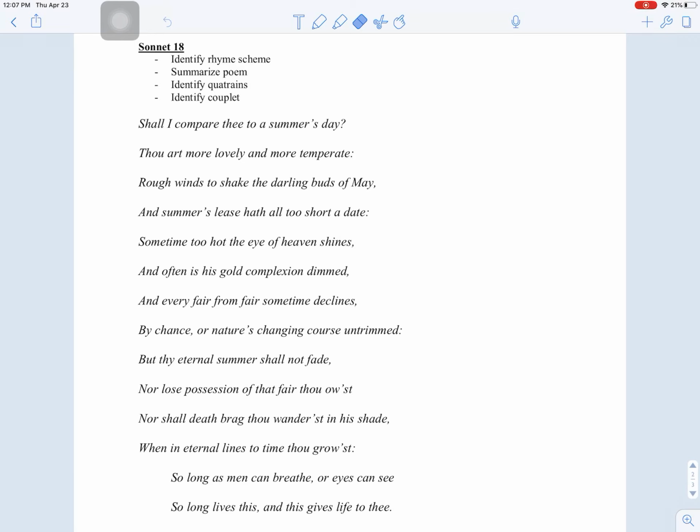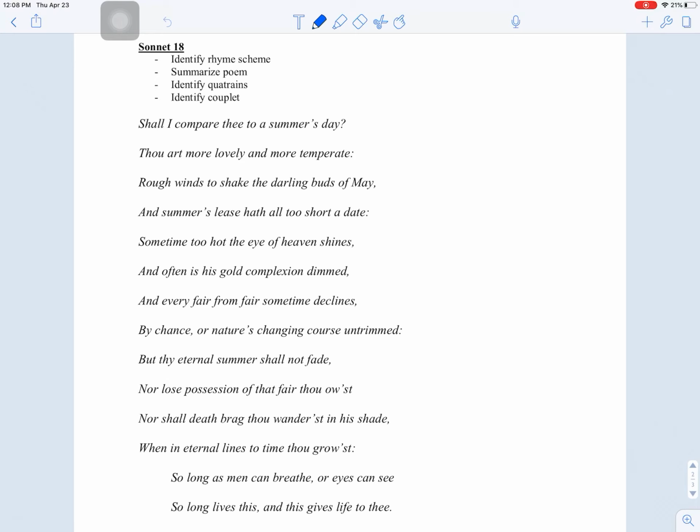Okay, so I'm sure you're thinking, Shakespeare, what is going on? But before we actually delve into the meaning of the poem, let's do some basic things first. Let's identify the rhyme scheme. This is something that we've been practicing a lot, so hopefully this won't be too tough. We look at the last word in a line and we see what it rhymes with.